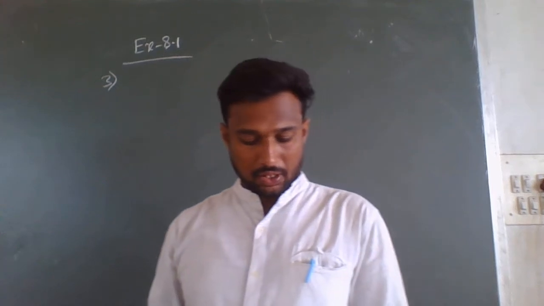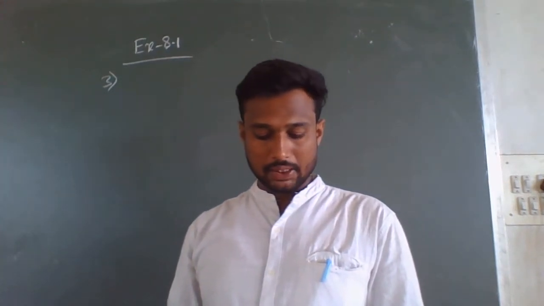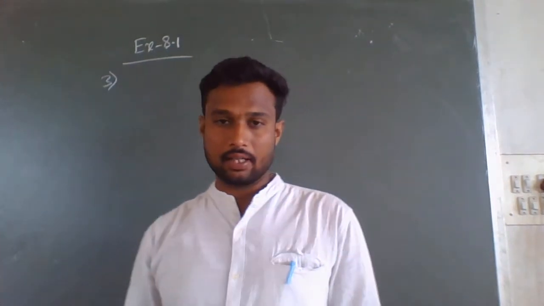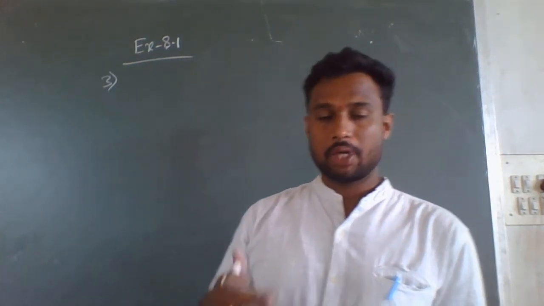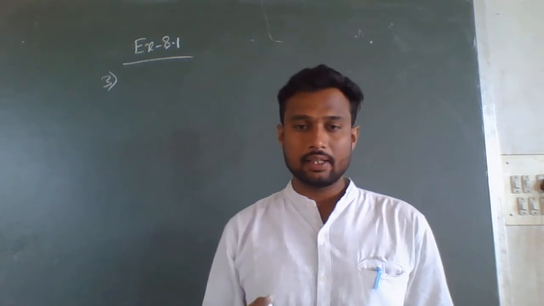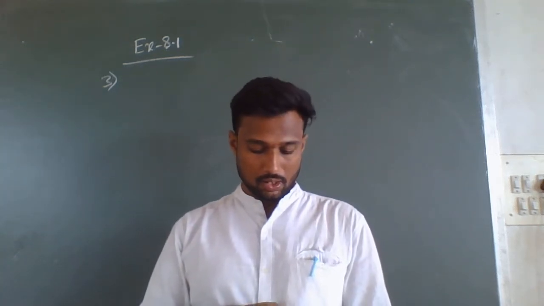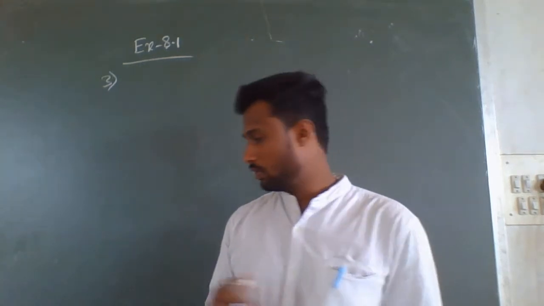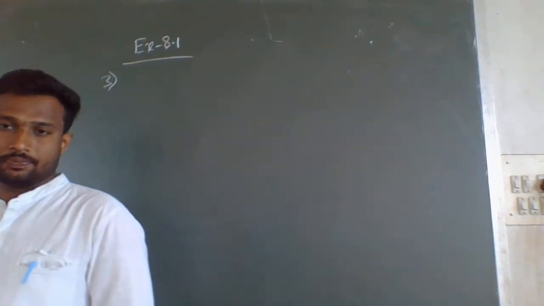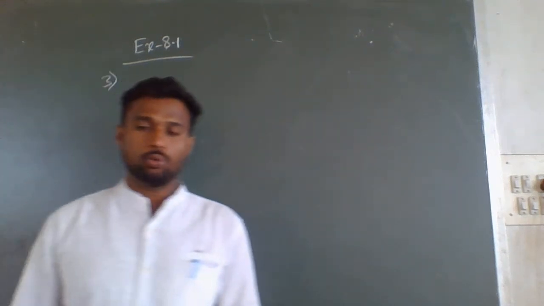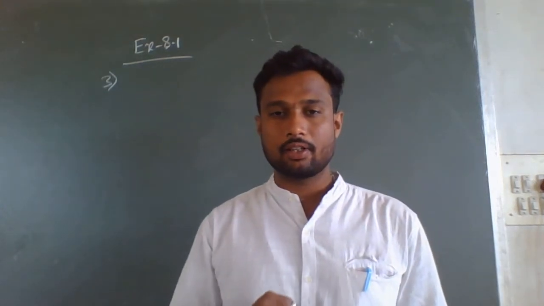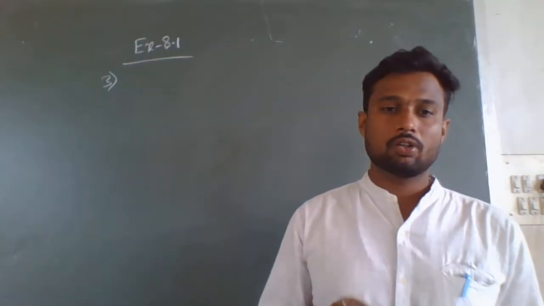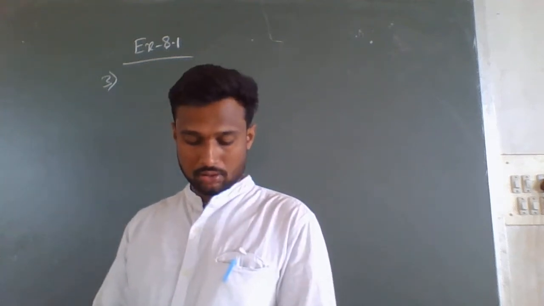Show that if the diagonals of a quadrilateral bisect each other at right angles, then it is a rhombus. We have to prove that when two diagonals bisect each other at right angle in a quadrilateral, that quadrilateral is a rhombus.